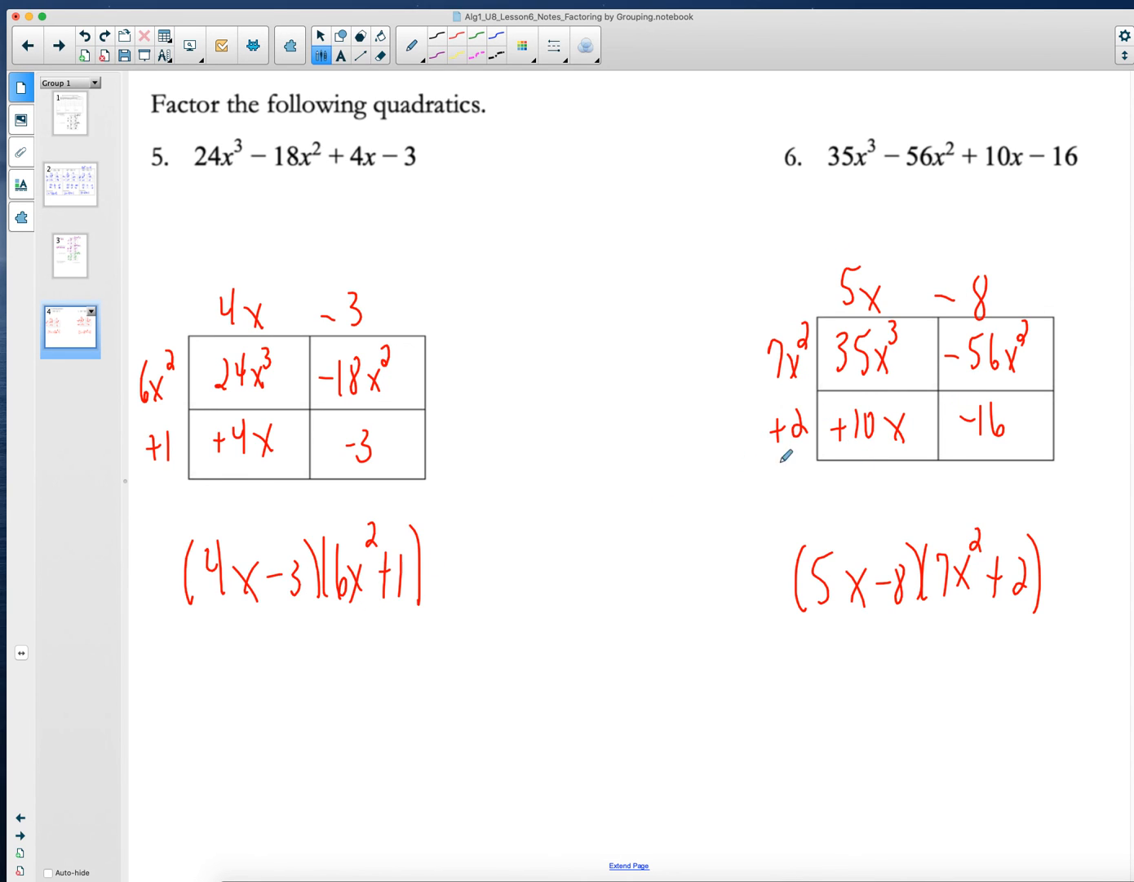Moving on to our final example for this lesson. Once again, no GCF, so I can drop all 4 terms into my area model. Our greatest common factor for our first column is 5x. Our greatest common factor for our second column is negative 8. For our first row here, you should have had 7x squared, and for our second row, you should have had a positive 2. So in factored form, you should have one factor of 5x minus 8 and one factor of 7x squared plus 2, and that is a wrap on our lesson on factor by grouping.